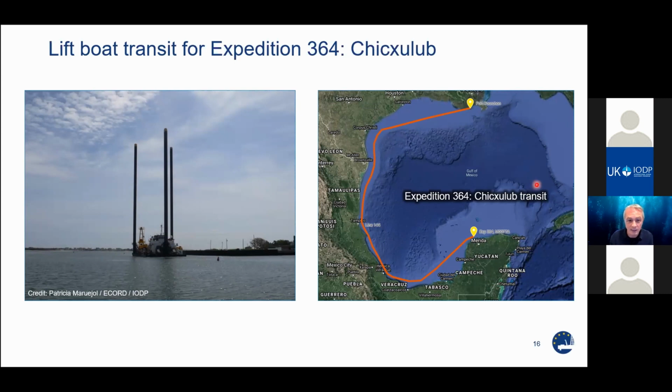So for the Chicxulub expedition, we mobilized in Louisiana, and we had to transit around the Gulf of Mexico to stay within the vessel permitted water depth. And that transit was basically 3 times further than the direct distance. So you can imagine that getting a lift boat to, say, a remote island location would be challenging, and would probably need to use a large ship transport and large craneage, and I would imagine that would be prohibitively expensive.